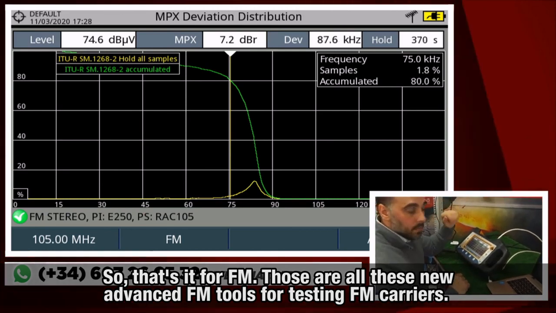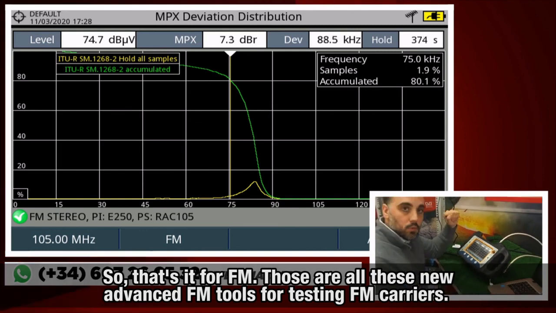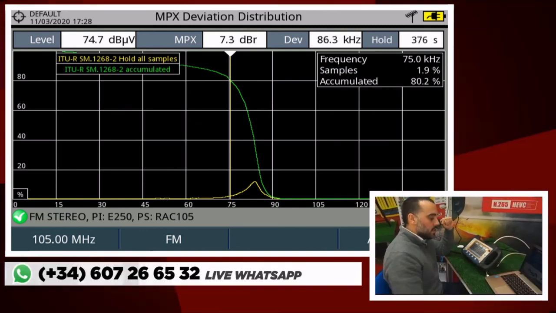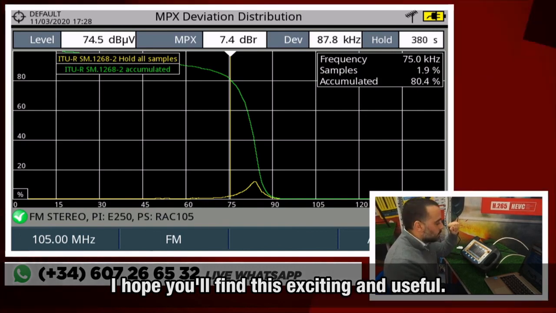So that's it for FM. Those are all these new advanced FM tools for testing FM carriers. I hope you find this quite exciting, and I'm sure you will find it useful.